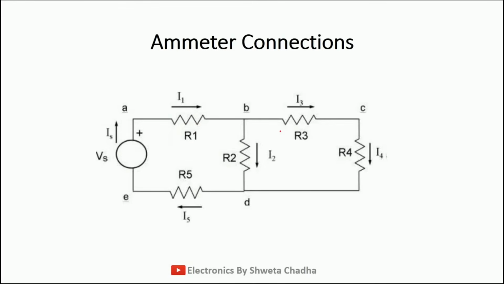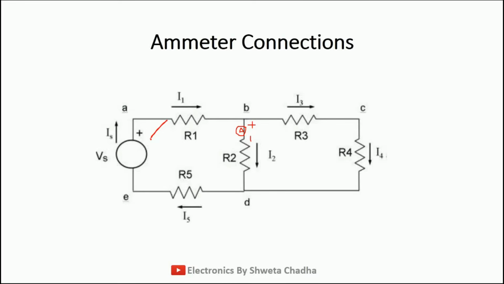Second is the value of current flowing through R2. Once again, break the connection and introduce the ammeter in series with R2. So what is the new connection now? At node B, we have R1, R3 and the positive of the ammeter, and the negative of the ammeter connected with R2. And do not forget to restore the previous connection. As you can see over here, I have restored the previous connection by removing the ammeter.